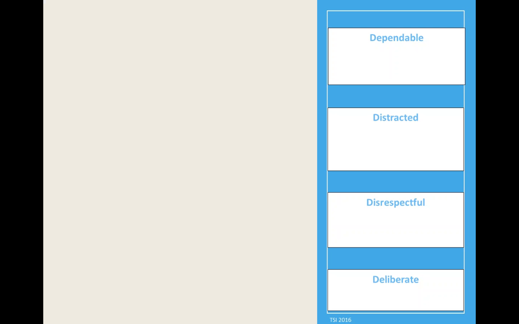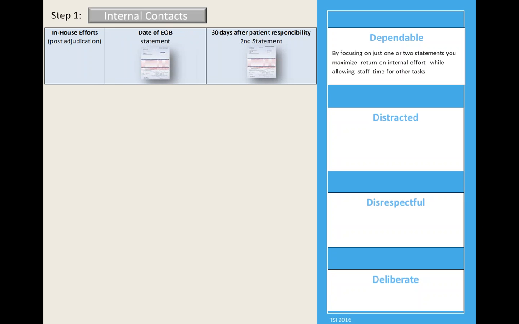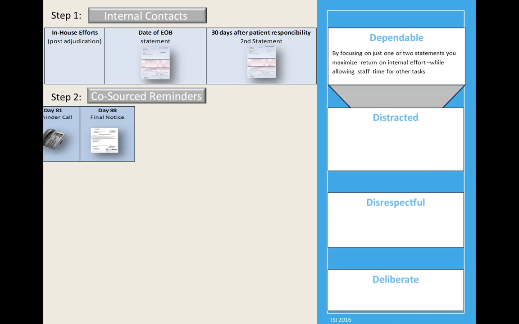Now let's review all 4 patient-payer types with their recommended solutions to demonstrate how they comprehensively improve the efficiency and effectiveness of your internal revenue cycle. Step 1, internal statements. By focusing on just 1 or 2 statements, practices maximize return on internal effort while allowing your staff more time for other areas of productivity.